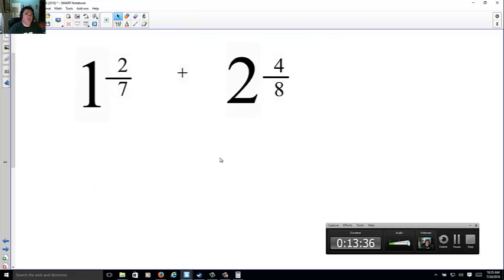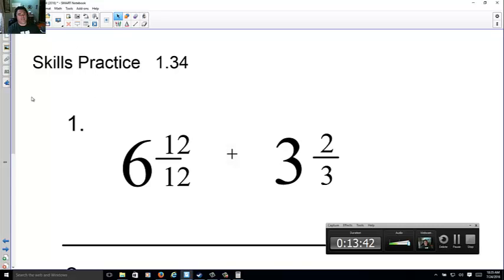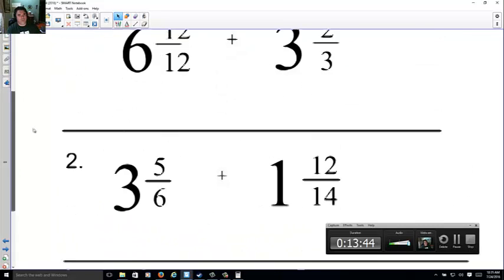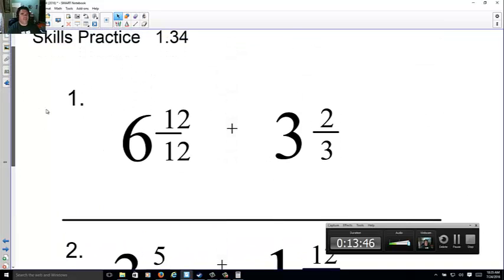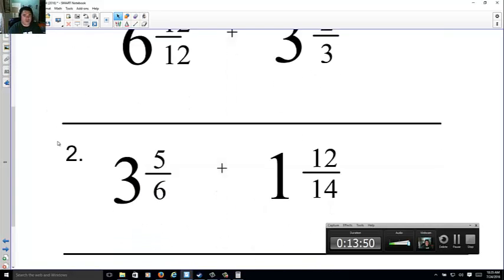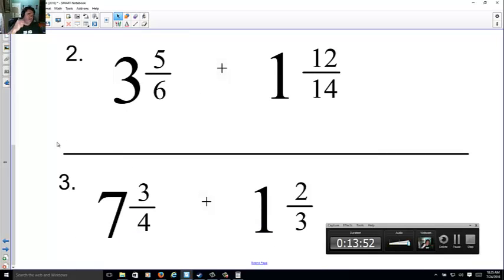Due to time, we're going to do a quick skills practice, and we're going to have to cut this and do another part, which is unfortunate, but it has to happen. So do a quick skills practice. I have 1, 2, 3. Let's go ahead and take a look at number 1. Do it. Pause. Drop it down. Try these next 2. Pause. Let's see how you did.